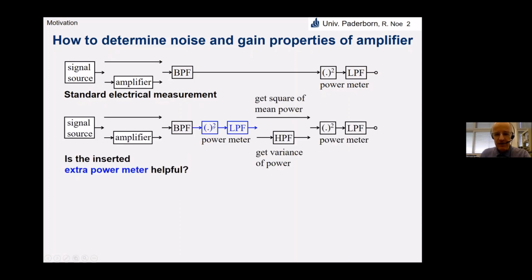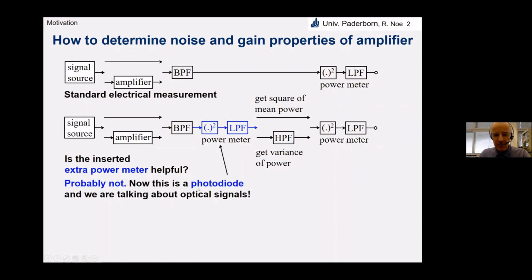Now assume that you are inserting a power meter here. The power meter, like this one, consists of a square and a low-pass filter. But this low-pass filter has a wider bandwidth than this, and it has a smaller bandwidth than this bandpass filter. Is this extra power meter helpful? Of course not. But now we are in the optical domain, and this is a photodiode. But this leads to problems, as we will see.